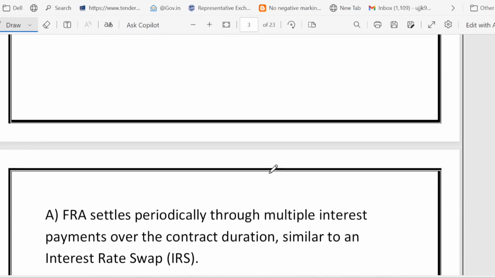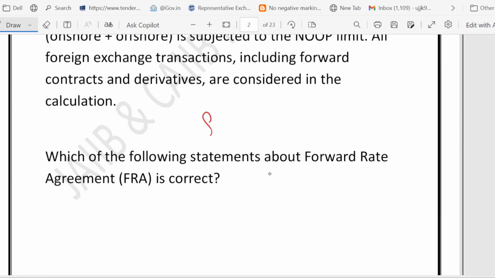So now let's move to the next question that we have, which is regarding FRA. If you have any query related to this CTP, you can WhatsApp me on this particular number. So the second question is, which of the following statements about FRA is correct? FRA, forward rate agreement, right? Sounds technical, right? Don't worry. By the end of this slide, you will understand in plain English what it means, how it works, how to remember it easily.